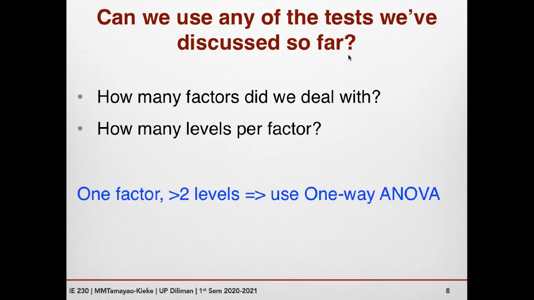Of course, we can use them, but there is a more effective and efficient tool in our statistical analysis toolbox that we can employ in this particular example, where we have 1 factor and more than 2 treatments, or more than 2 factor levels. In the case where we are dealing with 1 factor and more than 2 levels, what we can use is the one-way analysis of variance.